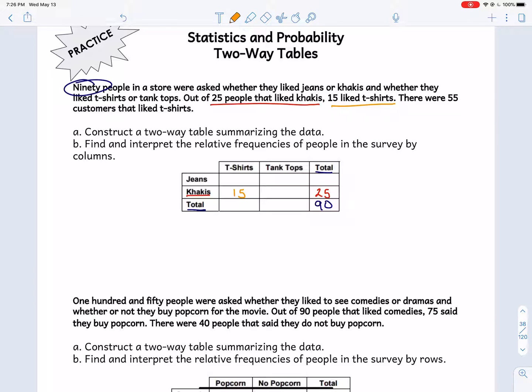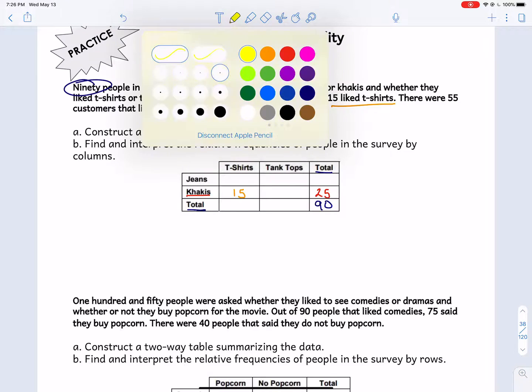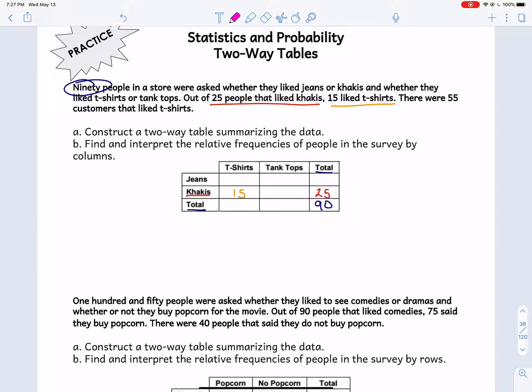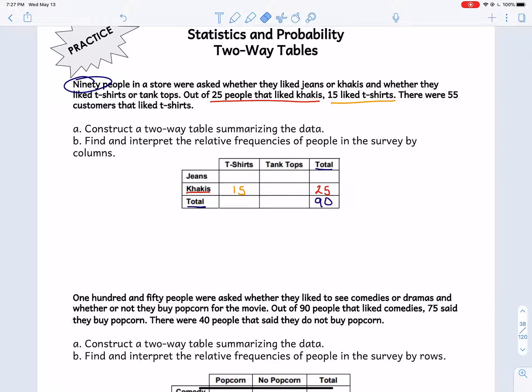Okay, so let's just look at our table. So looking at that row, out of those 25 people, 15 liked t-shirts. So what does that mean about the people that like tank tops? Out of the 25 people that liked khakis, how many of them liked tank tops? That is what would go here. Okay, so what do you think? Think about what total means. Total is 25. 15 of them like t-shirts. So how many like tank tops? All right, those have to add to make 25. So 15 plus 10 equals 25. Okay, so there's that one.